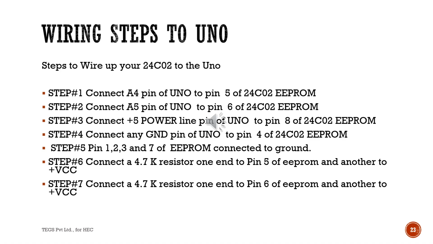Step 5. Pin 1, 2, 3 and 7 of EEPROM are connected to the ground. Step 6. Connect a 4.7K resistor, one end to pin 5 of EEPROM and the other end of the resistor to plus 5 volt. Step 7. Connect a 4.7K resistor, one end to pin 6 of EEPROM and the other end of the resistor to plus 5 volt.